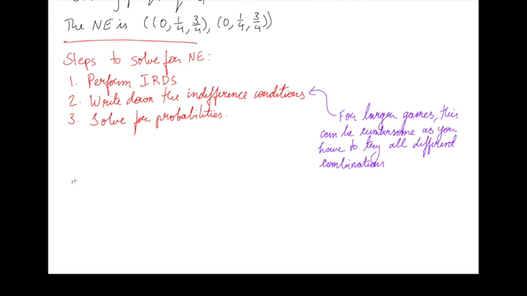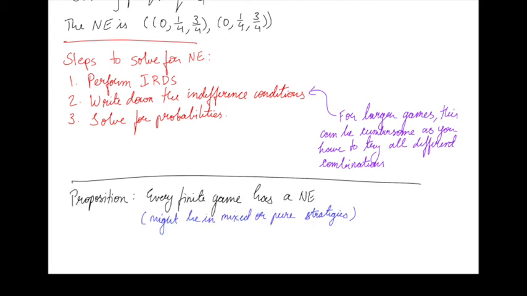Nonetheless, even though it can be hard to calculate, every finite game has at least one Nash equilibrium. Nash proved this in his very famous paper. You can look at the citation in the textbook and have a read if you're mathematically more inclined. It's a very elegant and fairly short proof, but we won't get into that.